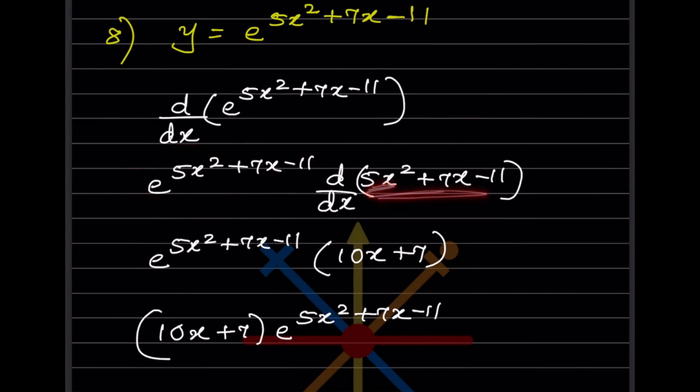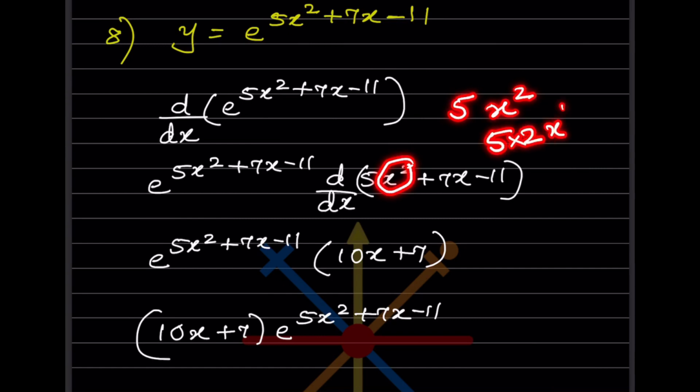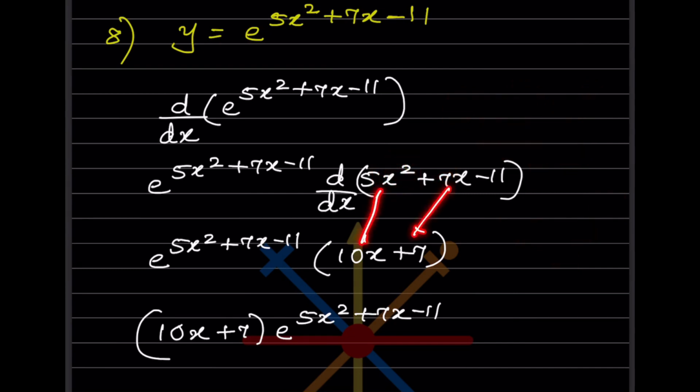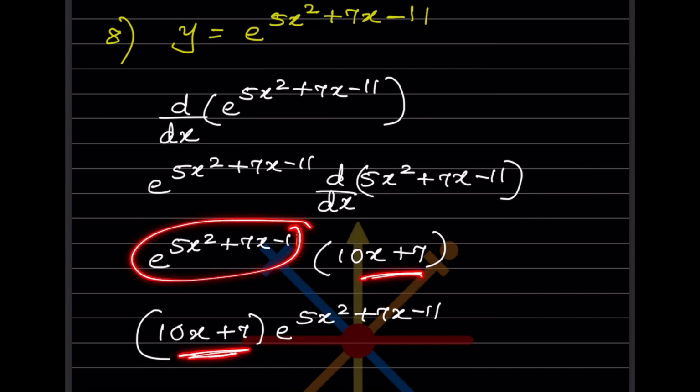So let us consider this one, 5 will be outside. Here n is x square, means 5 outside, 2 into x raised to 2 minus 1. So this will be 10 x raised to 1, that will be 10x. And this one is going to be 7 outside and into 1 x raised to 1 minus 1, that is going to be 7 x raised to 0, means 1. So this will be 10x and this is going to be 7. So now we can also write this here and this over here. So this is the answer.